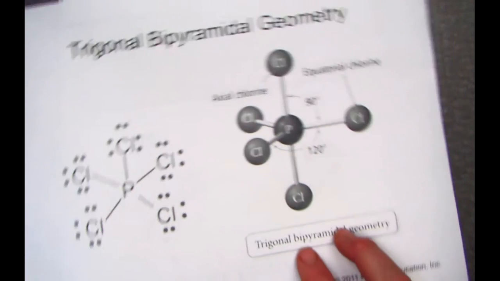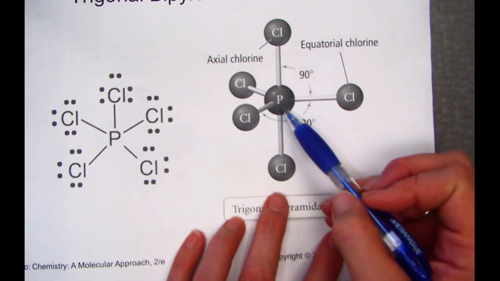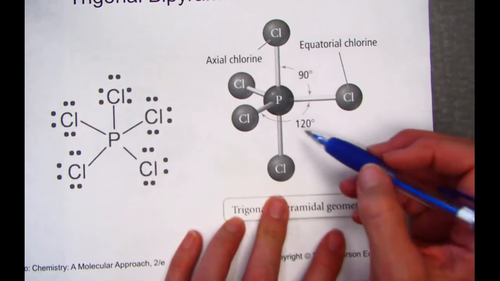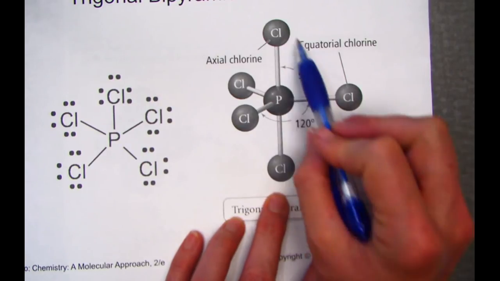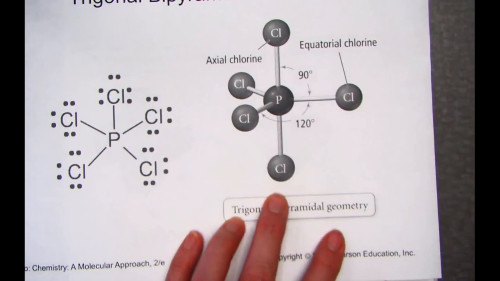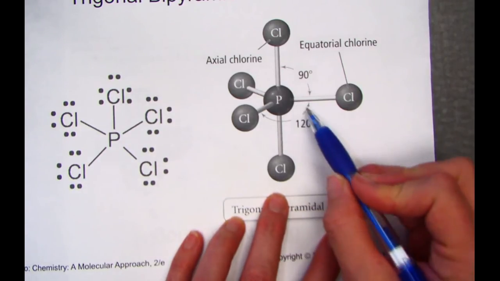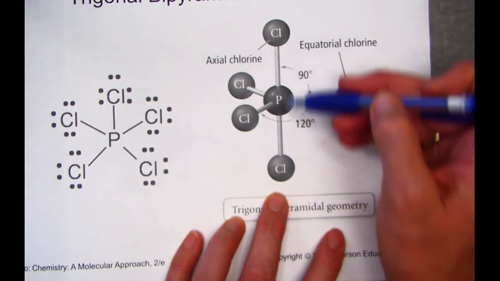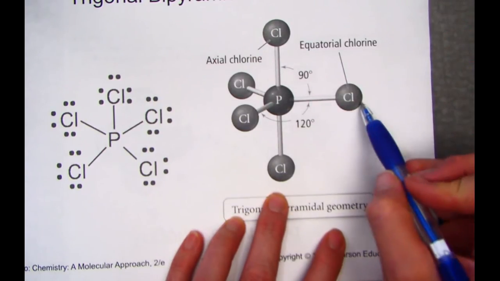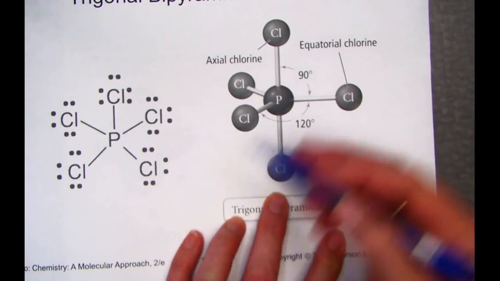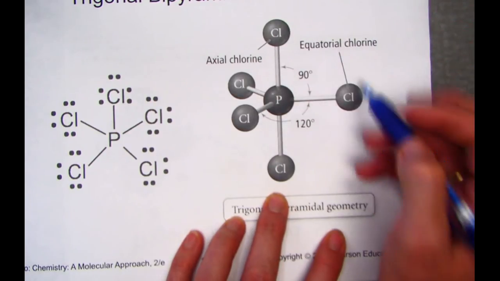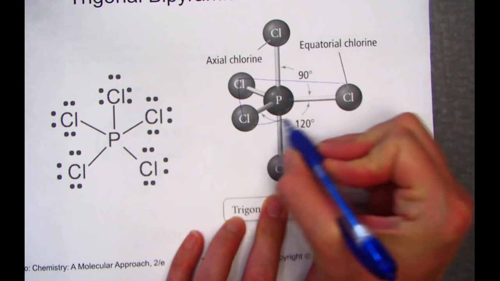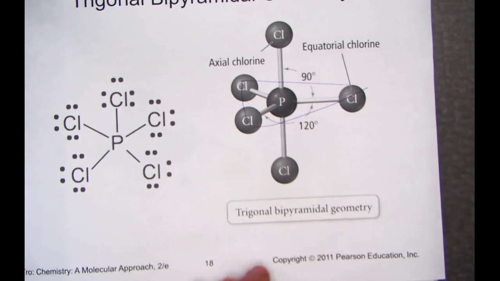The trigonal bipyramidal geometry shows two different positions. In this example, we see phosphorus pentachloride. Phosphorus is our central atom with 1, 2, 3, 4, 5 chlorines attached to it. Phosphorus would extend its octet and create PCl5. Top to bottom are the axial positions, and there are three equatorial positions. Exactly 90 degrees between an axial and an equatorial, and the positions of a triangle here would be the 120 degrees.